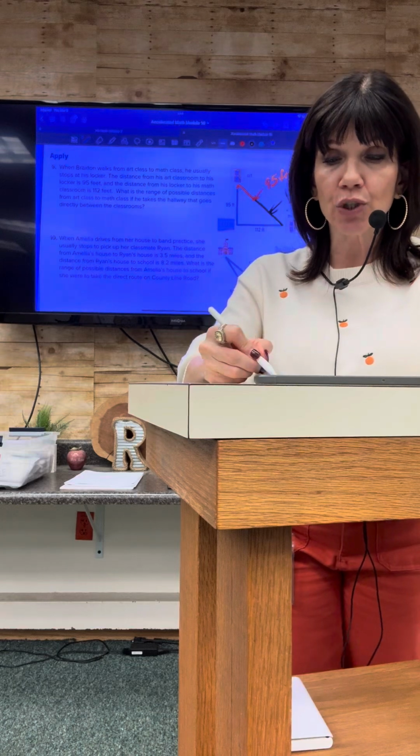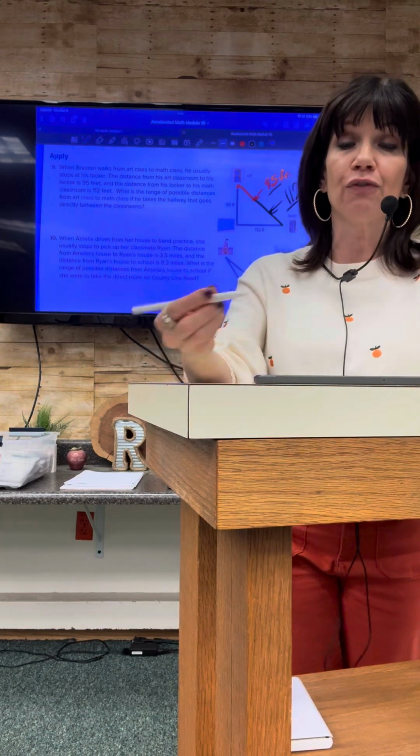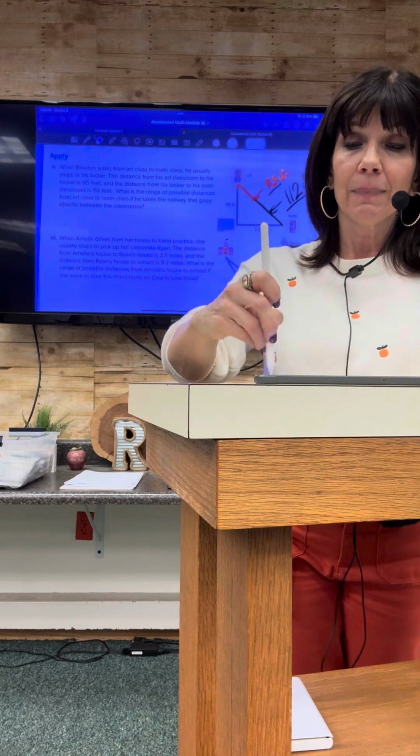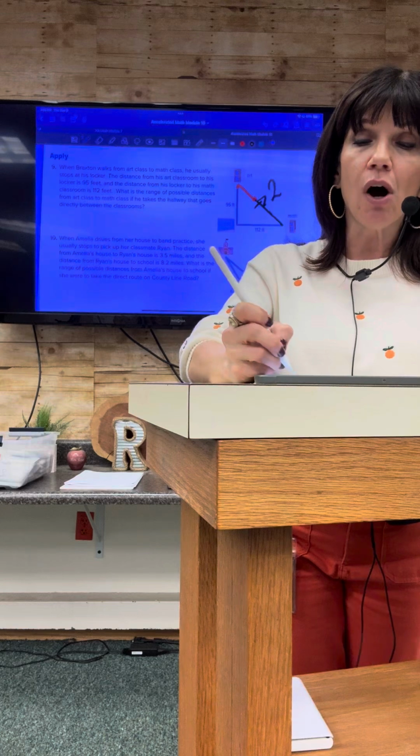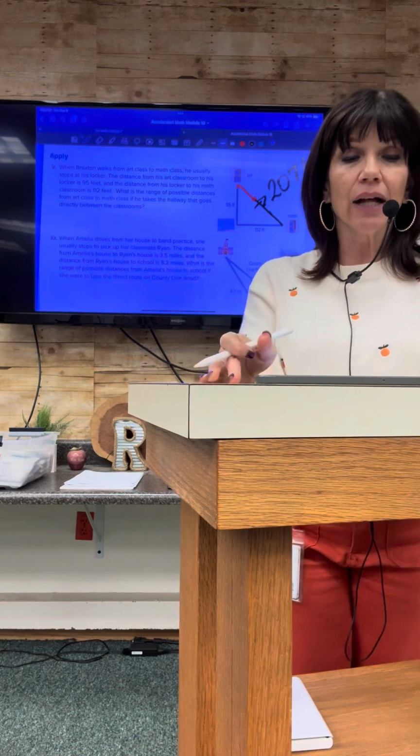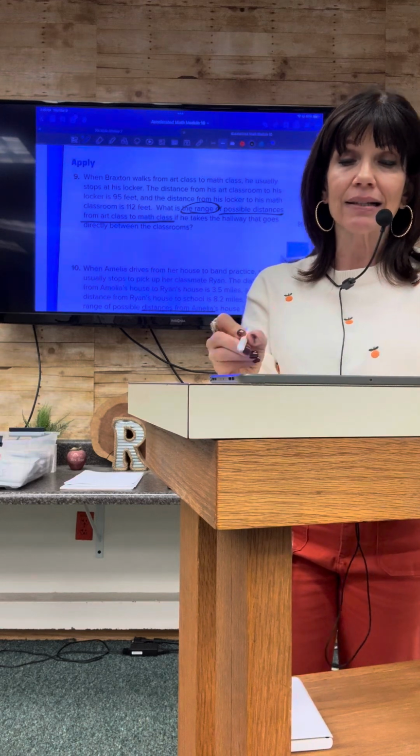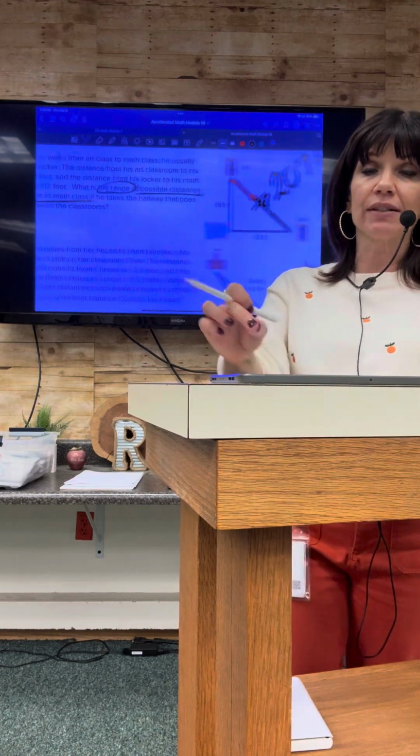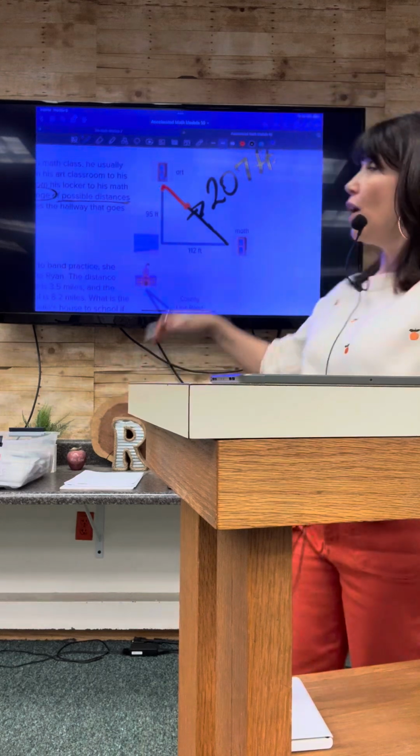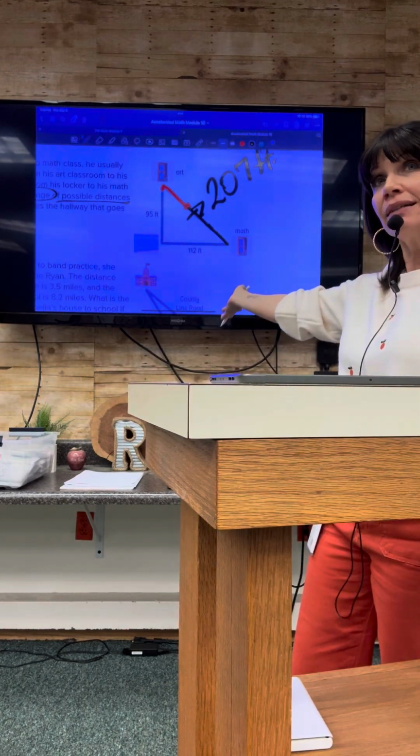Let's do 112 plus 95. We land on what? Please say it if you know. It is 207. If you said 207, you are correct. Now let's continue reading what they're asking them. They say, what is the range of possible distances from art class to math class if he takes the hallway that goes directly between the classrooms? So the hallway we were just talking about, yes?